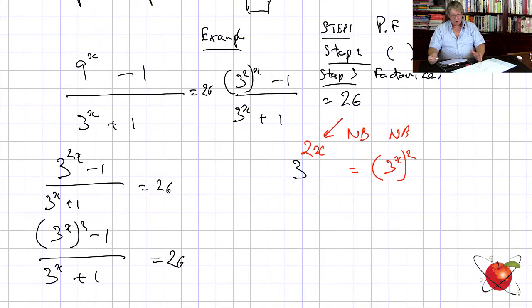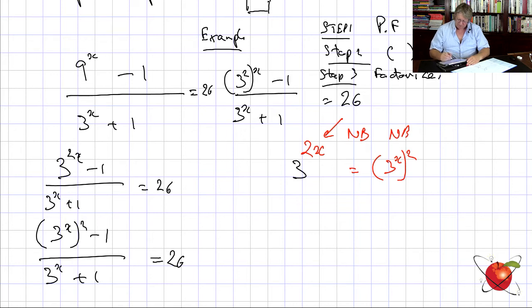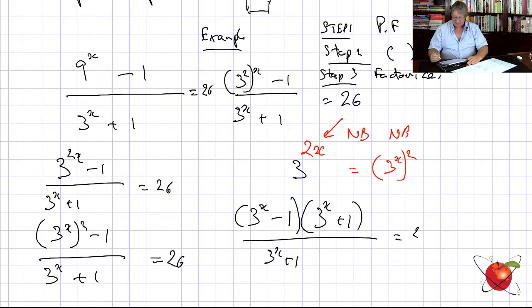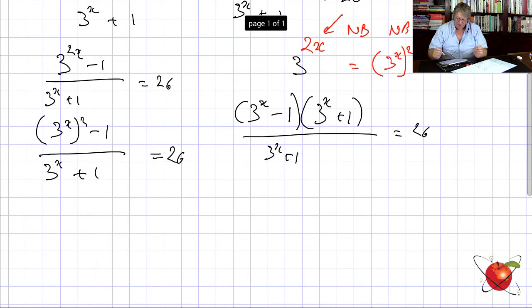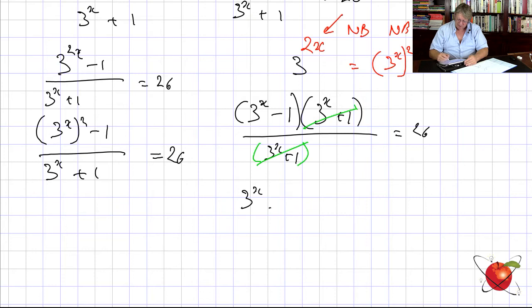What happens next? Factorize. What is that? It's a difference of two squares: something squared minus something else squared, and it happens to be 1. It breaks down into the square root of the front: 3 to the power of x minus 1, and 3 to the power of x plus 1, over 3 to the power of x plus 1, equals 26. Here's a hint: very often, the factor you see underneath is one of the factors. So that whole thing cancels with that, which leaves us with 3 to the power of x minus 1 equals 26. Therefore, 3 to the power of x is equal to 27, because I take that over to plus 1. Prime factors, 3 to the power of 3. Therefore, x is equal to 3.